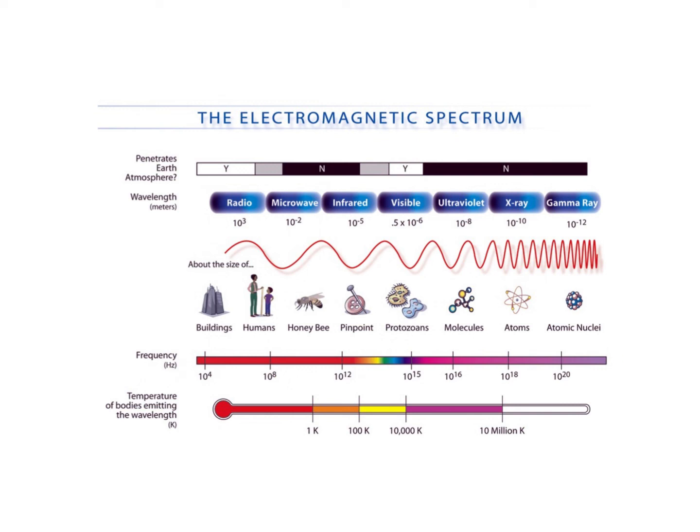Now, I said everything that has temperature is radiating electromagnetic radiation. This is showing you how hot you need to be to emit those different colors. So something about a Kelvin is going to be emitting microwaves. Something about 100 Kelvin is going to be radiating infrared. Something about 10,000 Kelvin is going to be up towards the visible, and then at millions of Kelvin, you're getting up to the ultraviolet, the X-rays, and even the gamma rays.